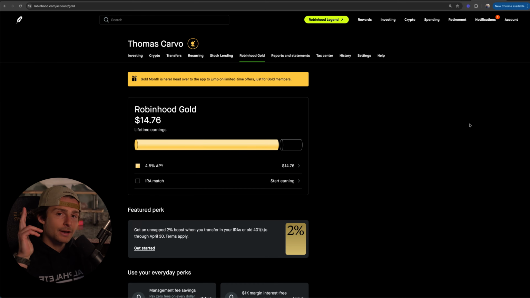I have earned over $14.76 exactly with Robinhood Gold. I really haven't used it too much, to be honest with you. That's just because you're getting a 4.5 APY. It's like a high interest savings account.